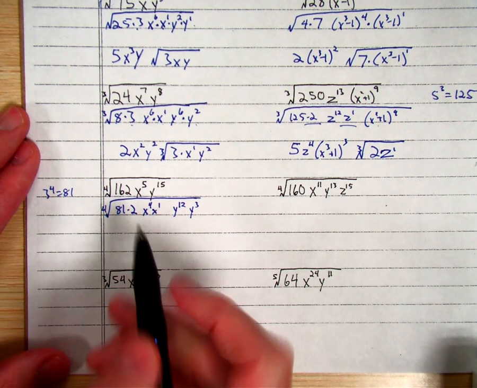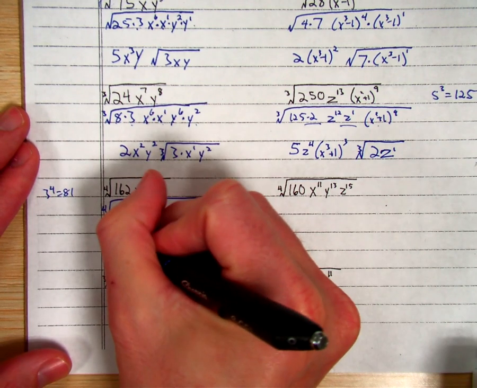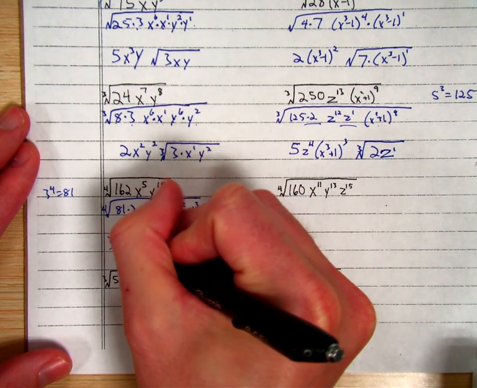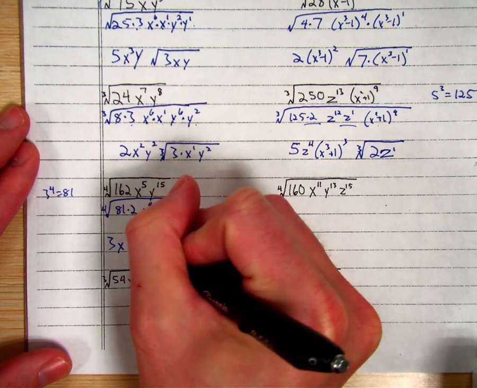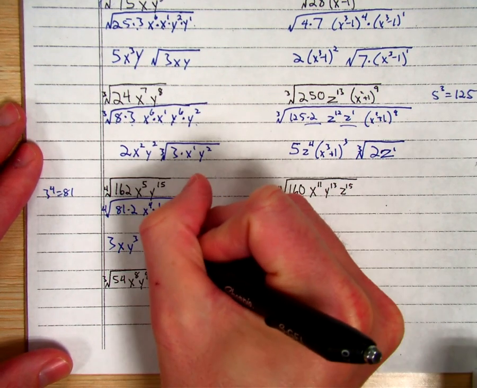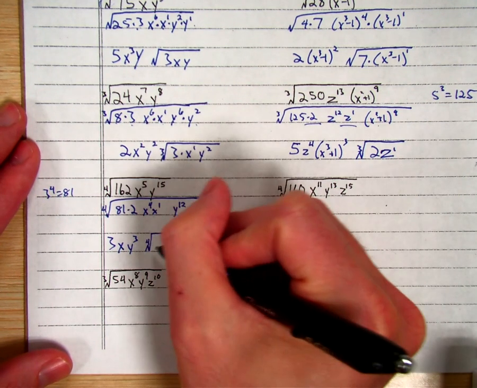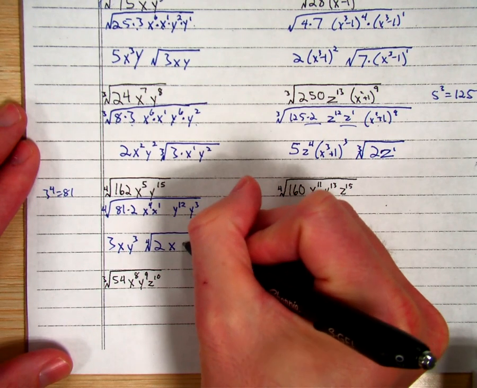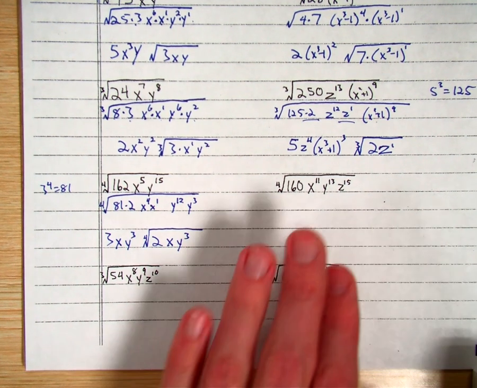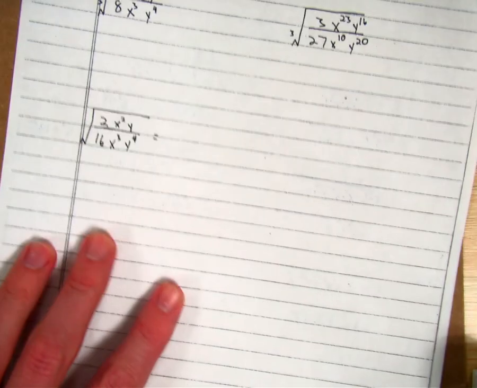All right. 4th root of 81 is a nice 3 on the outside. 4th root of x to the 4th is going to be x to the 1st on the outside and y to the 3rd on the outside. Inside, we're going to have 2x y to the 3rd. Okay, if you want to have some extra practice there, you can. We're going to flip it over to the back and look at some of these.